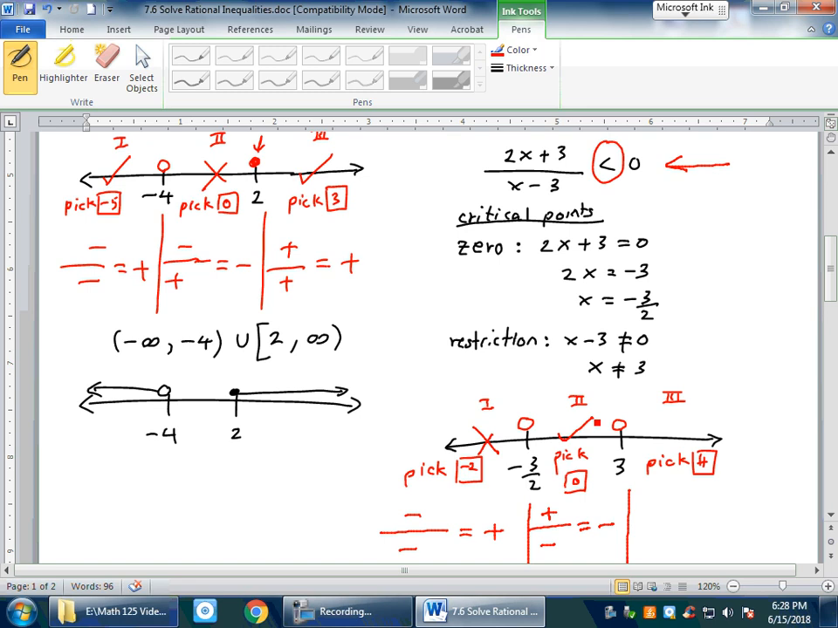So lastly, when I substitute 4 into the numerator, that will become a positive result, divided by, when I substitute 4 into the denominator, 4 minus 3 is also a positive. So a positive number divided by a positive number is a positive result. And we know that a positive number cannot be smaller than 0, so therefore interval 3 is not the solution.